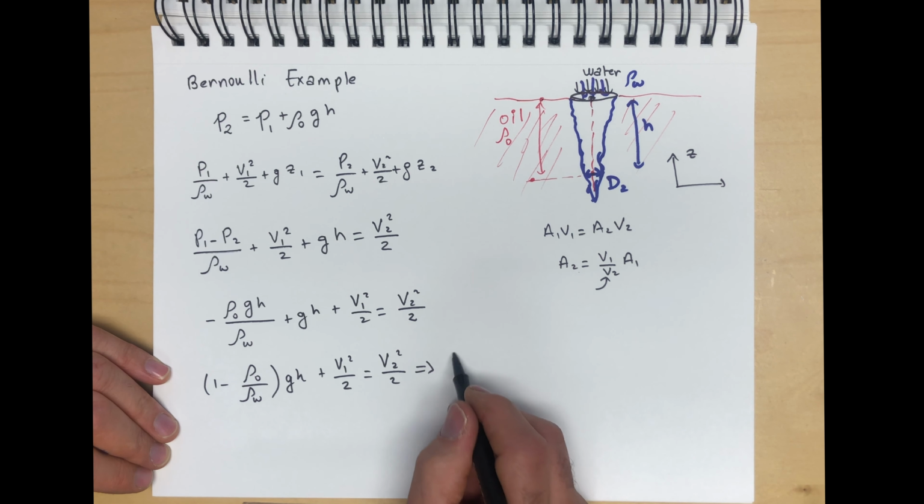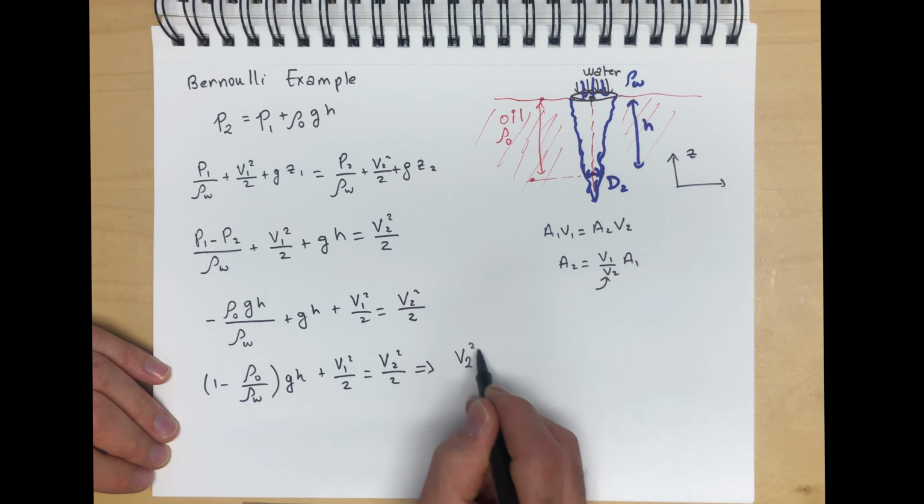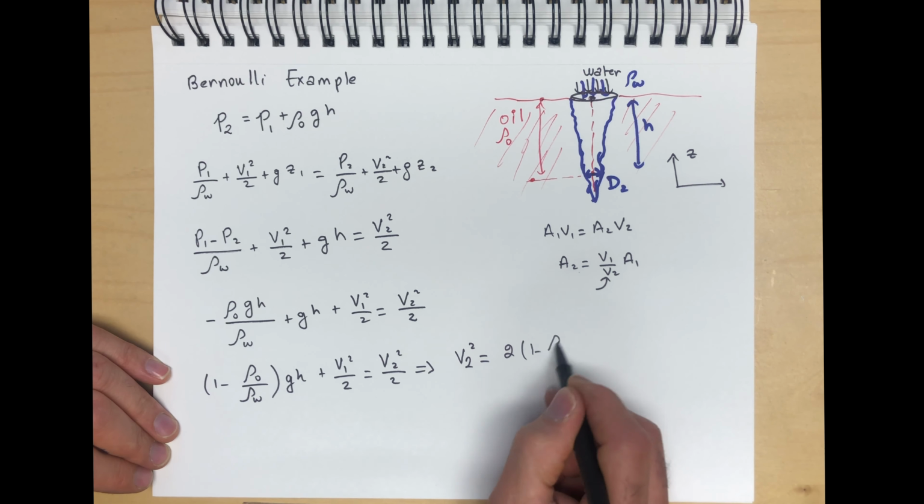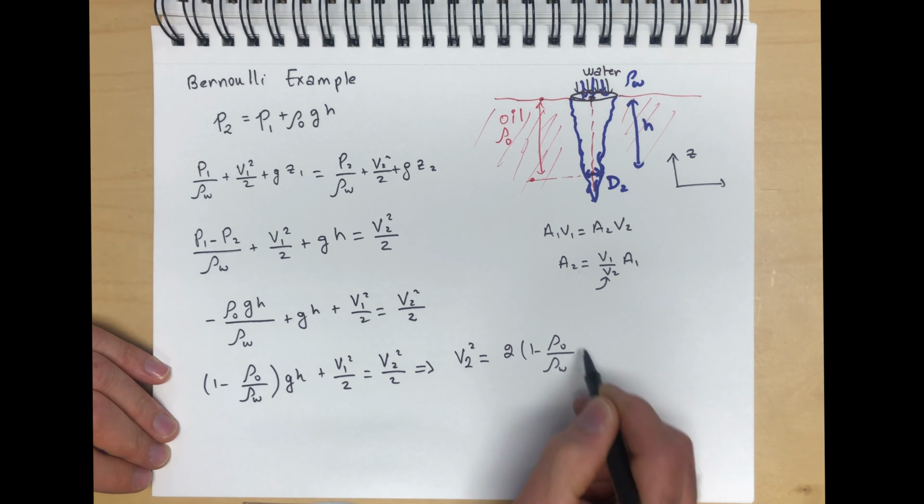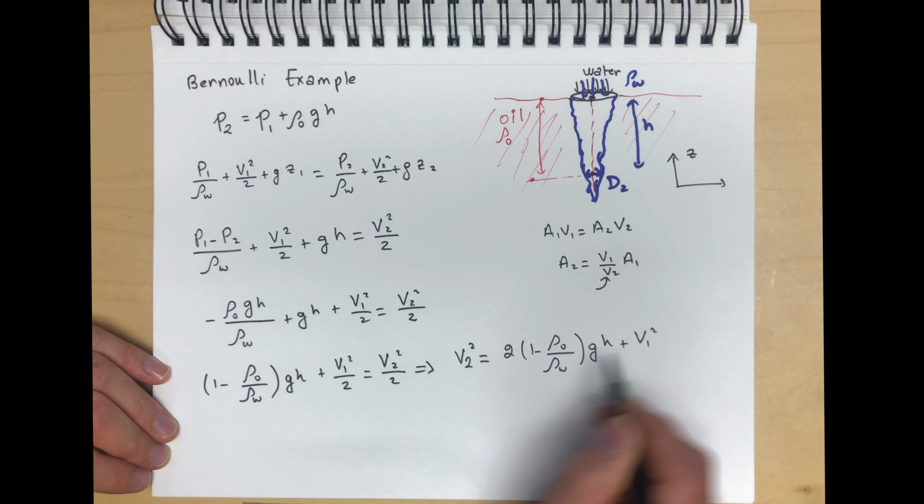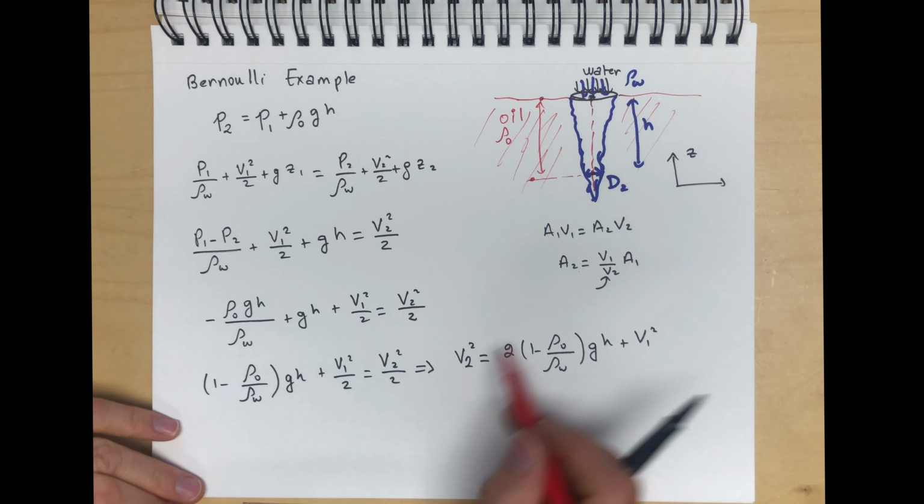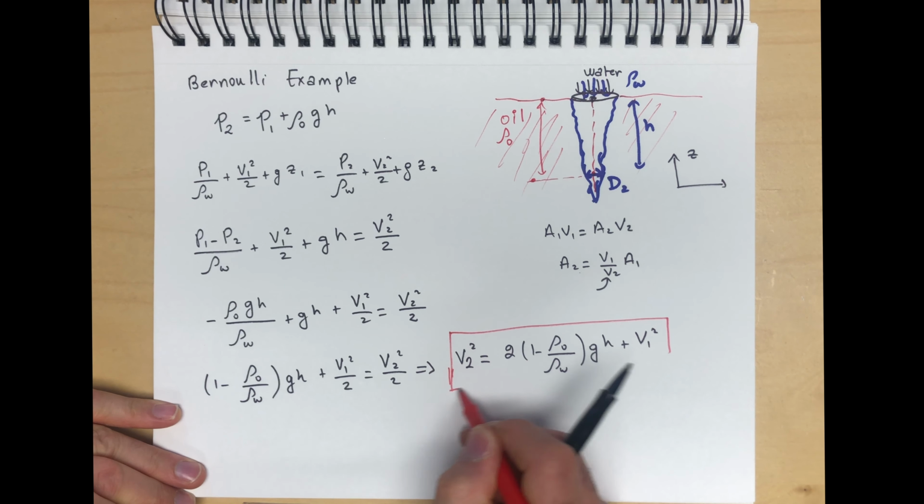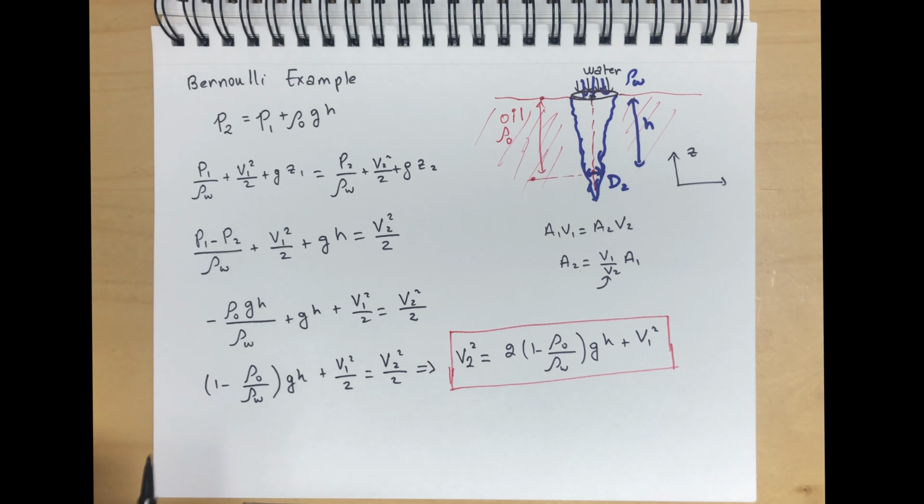So that gives you V2 squared equal to 2 times 1 minus rho oil over rho water, times g h, plus V1 squared. Then you can plug this back into the area to find the diameter at the height h.